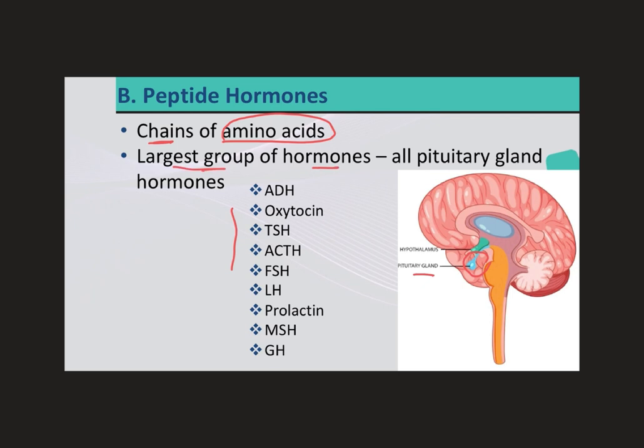On this list, you don't have to know them all as of now, but we will talk about them when we get to the pituitary gland. But the first 2 are the antidiuretic hormone and oxytocin. These are going to be released right over here on the posterior lobe of the pituitary gland, and the others are going to be released on the anterior lobe of the pituitary gland. And these are the thyroid stimulating hormone, the adrenocorticotropic hormone, the follicle stimulating hormone, luteinizing hormone, prolactin, melanin stimulating hormone, and growth hormone. And we will talk about those in details later on.